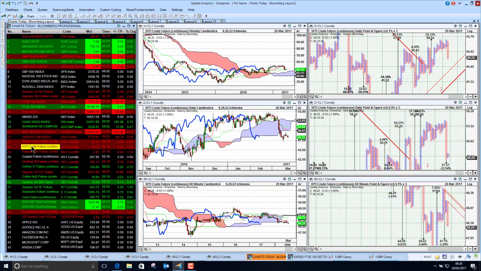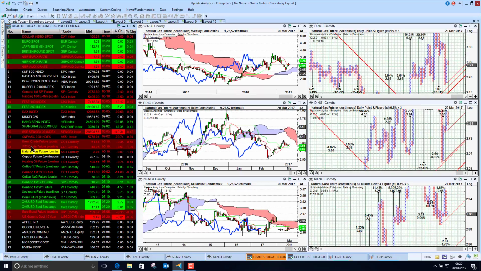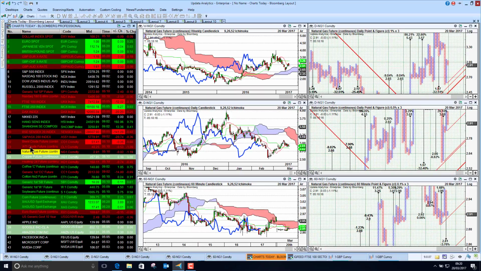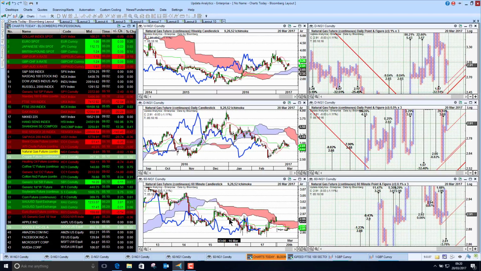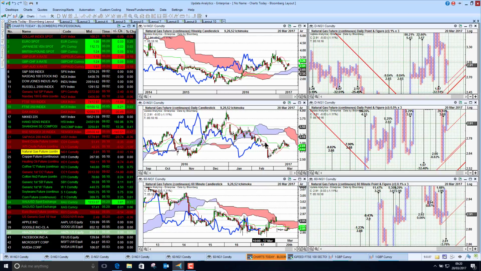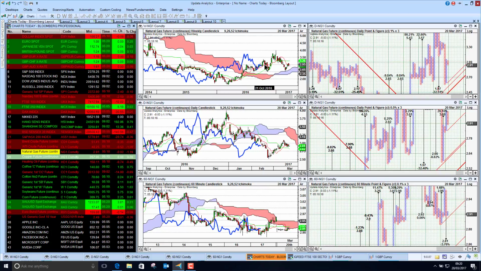At WTI, much the same picture as you would expect. Nat gas just struggling in these 290s, just back below the cloud here, bearish in the medium and short-term charts. The long-term chart still remains bullish, but we've got quite a lot of volatility going on there as well.